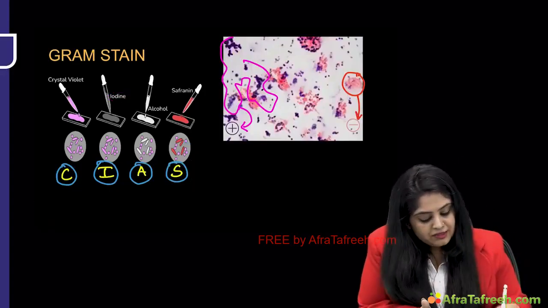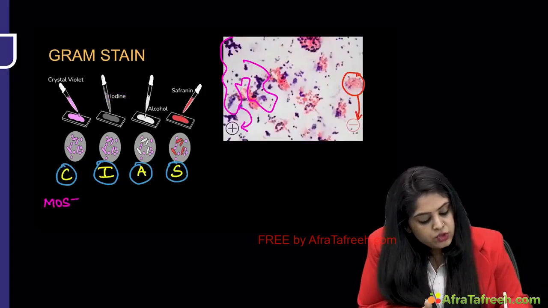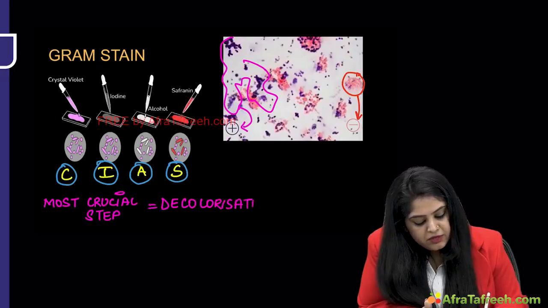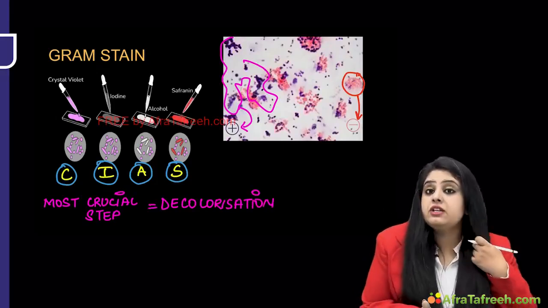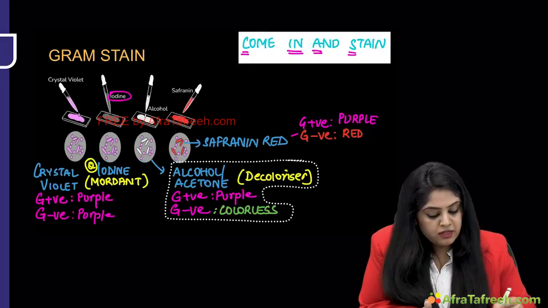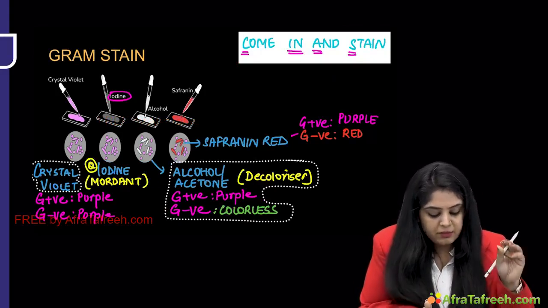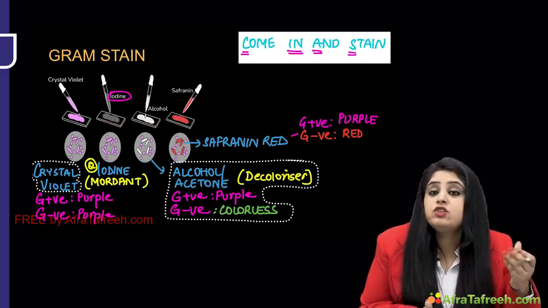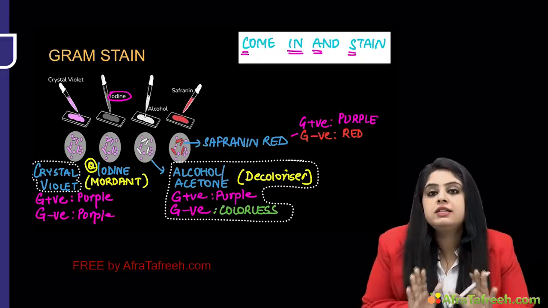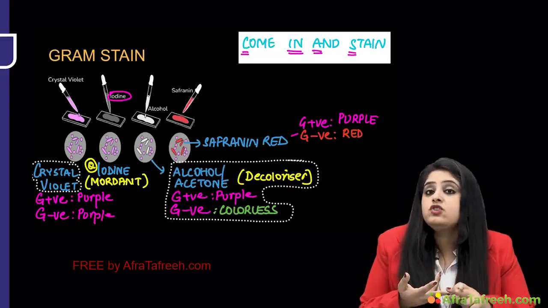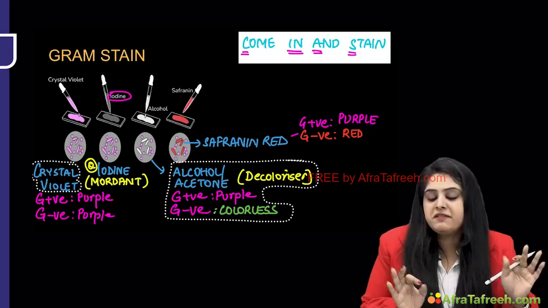So please remember, when asked in the exam which is the most crucial step in gram staining, that is the step of decolorization. One more variation that comes in the paper: the first stain was crystal violet. Sometimes instead of crystal violet, they can add methyl violet, or they might say gentian violet. So your concept is that something violet will be written. Any of these can be written.